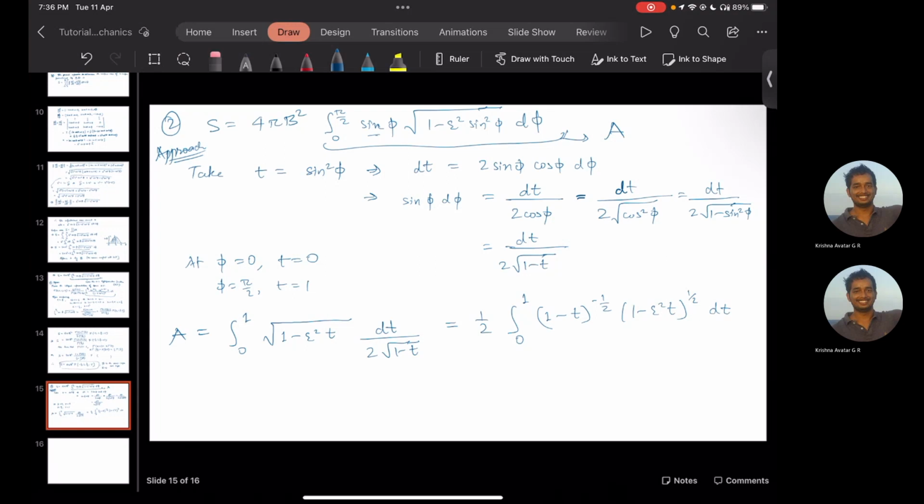Okay, now let's compare. Before that, let me also write S is equal to, then the 2 cancels, so it becomes 2 pi b squared, 0 to 1, 1 minus t to the power half. Why don't I take it? Oh, I'll just take it to the next page.